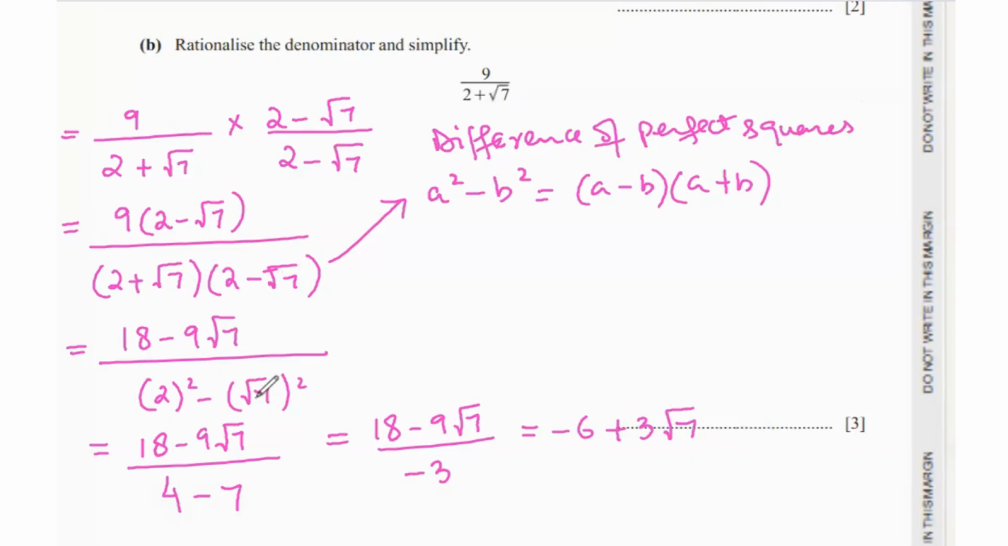Numerator is just simple expansion, collecting the like terms. Remember that surds can only be added to those surds which have the same number inside the root sign. You cannot add root 2 and root 7. They don't have the same number. So if the number inside the surd is the same, you can add or subtract them. Multiplication is possible with different surds, but not addition or subtraction. And once you simplify it, you get negative 6 plus 3 root 7.